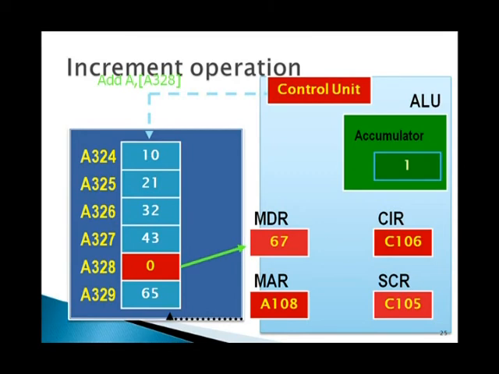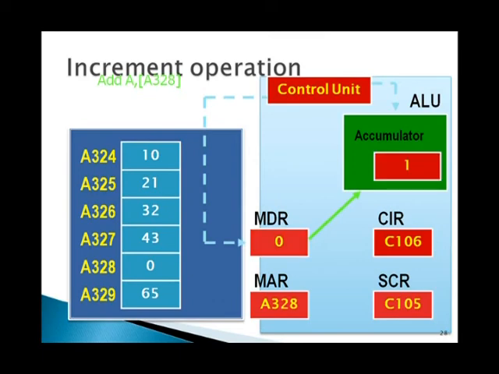The accumulator contains number 1. Then we add number 0 to the accumulator value number 1. Then the final result is number 1. Now we have incremented the ith value from 1. Now the ith value is updated to number 1.